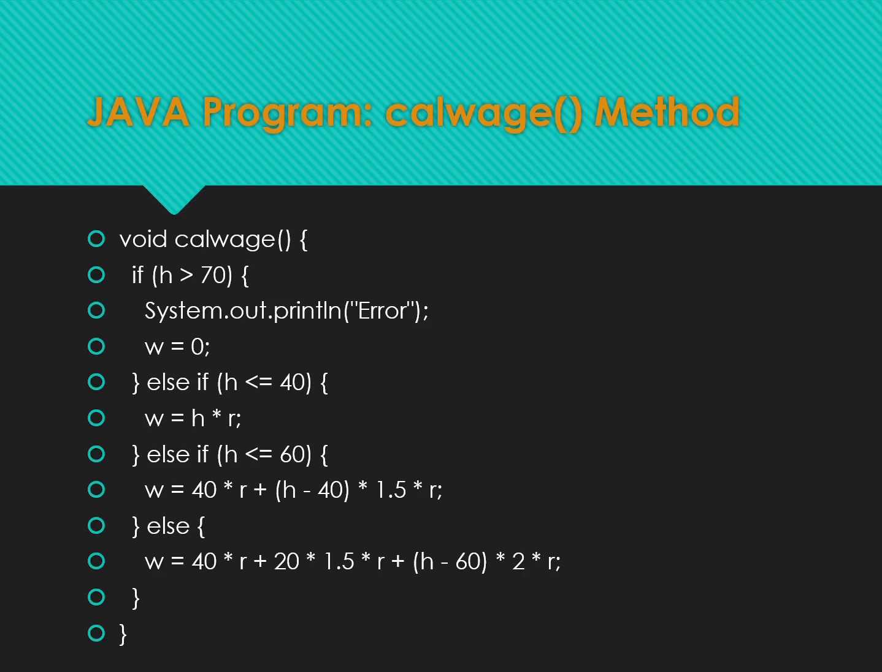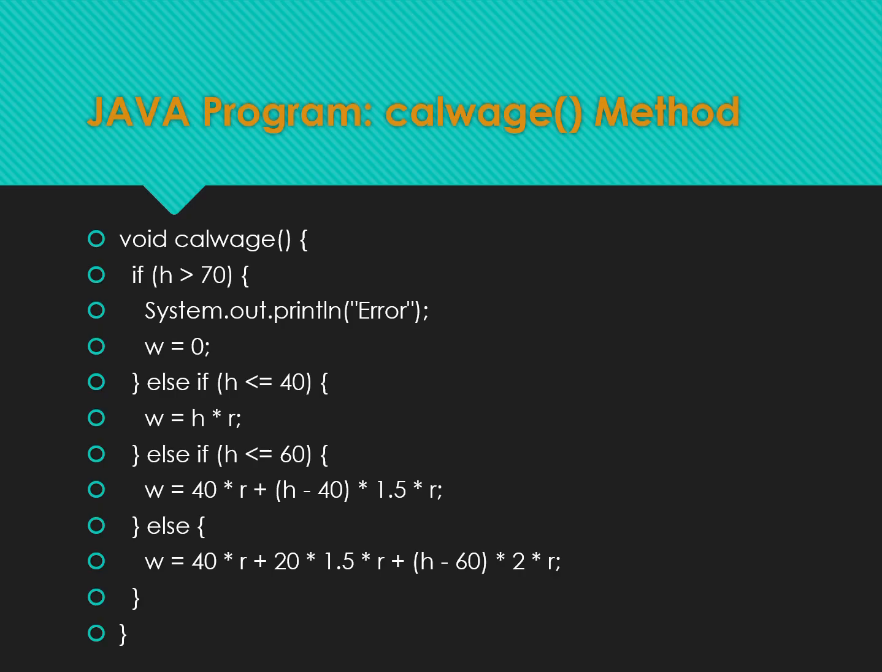1. First, the condition if h > 70 checks if the hours worked are more than 70. If yes, an error message is displayed, and the wage W is set to 0. This is because security personnel are not allowed to work more than 70 hours a week.